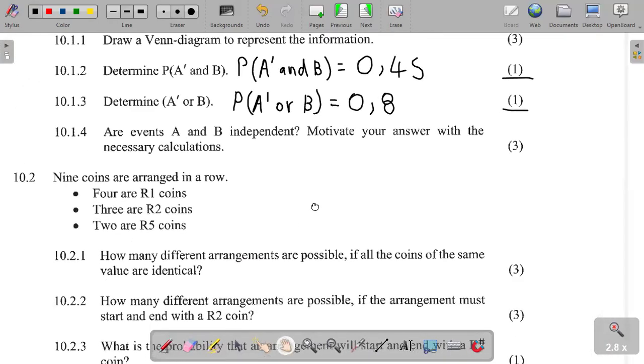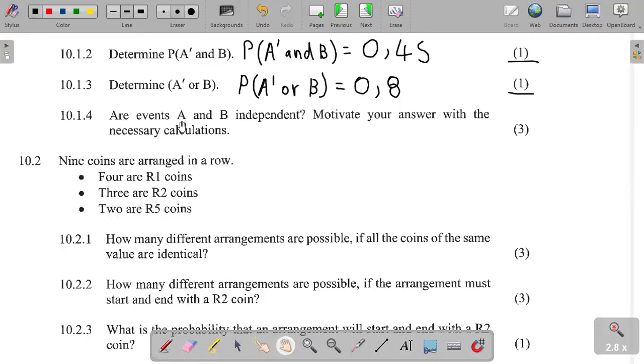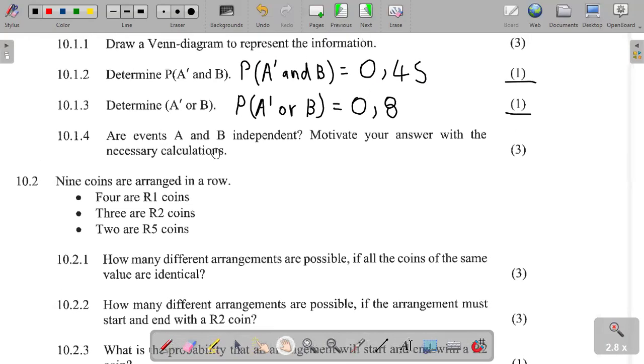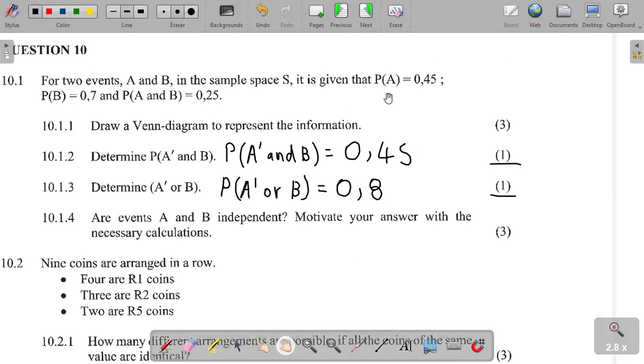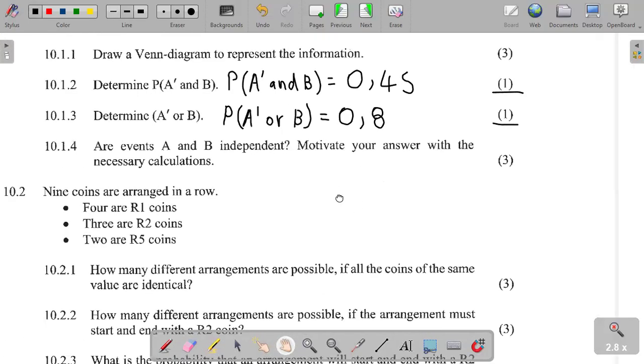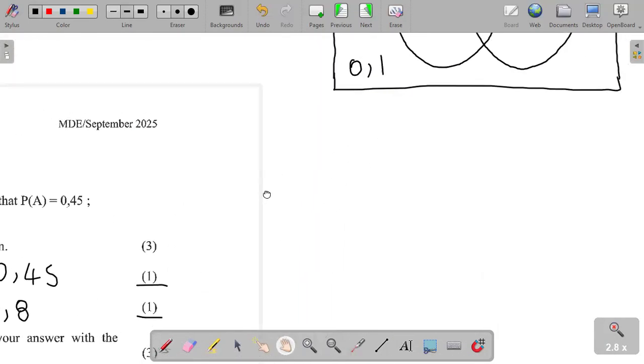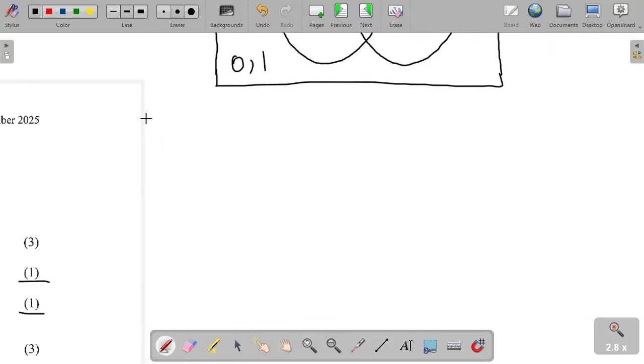And then they say, are events A and B independent? Motivate your answer with necessary calculations. We know what the probability of A and B is, isn't it? Probability of A and B is this. So we have to find the probability of A multiplied by probability of B, isn't it? 10.1.4. We have to multiply the probability of A and the probability of B.